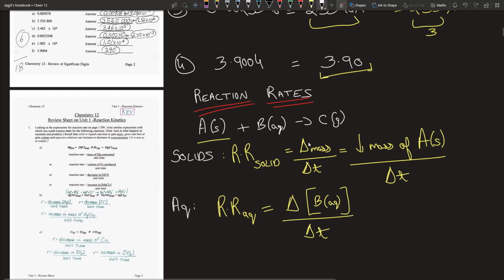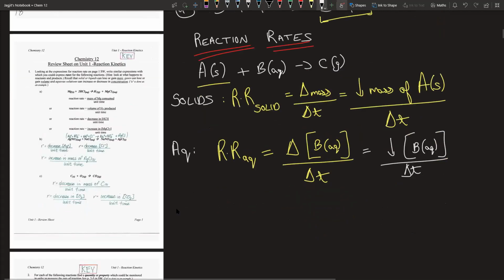Now, to be more specific, your B is a reactant. So as time goes on, it will get used up. So we're going to measure it as decrease in concentration of B over change in time. You know, your reactants always decrease as time goes on. Does that make sense? So for solids, we can use mass. For aqueous guys, we can use concentration.